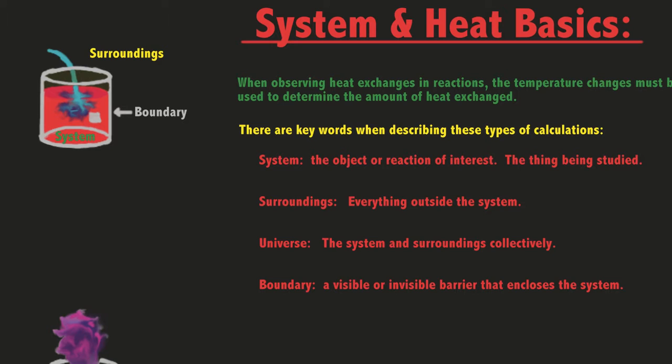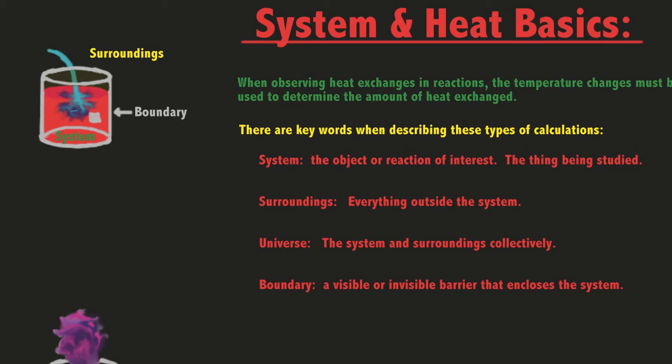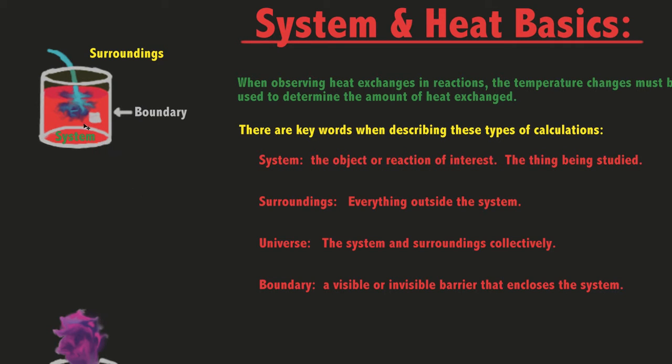Today we're going to be looking at the basics of systems and heat, calculation of heat. So a few things that we have to look at is some basic definitions. The system is the thing that we're studying. Okay? These are either reactions or solids that have been heated or whatever the case may be is a system.